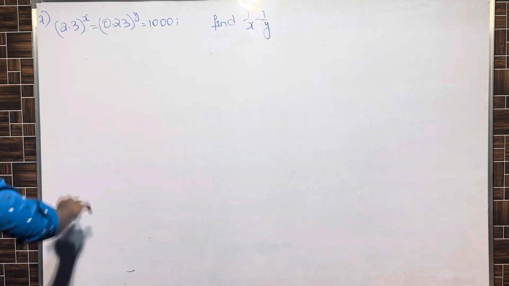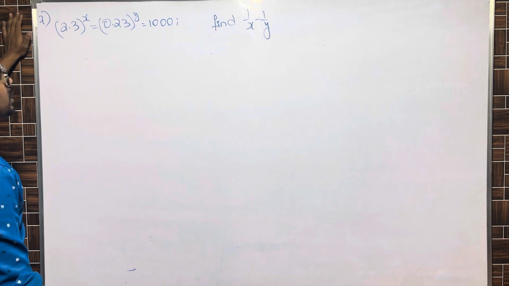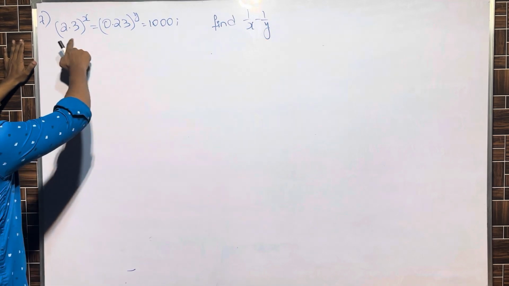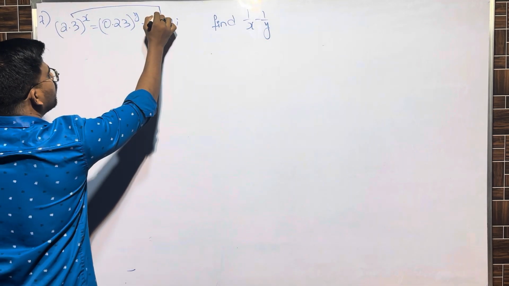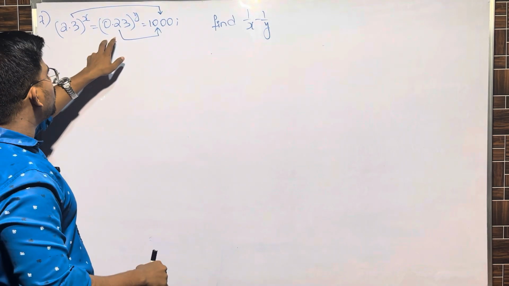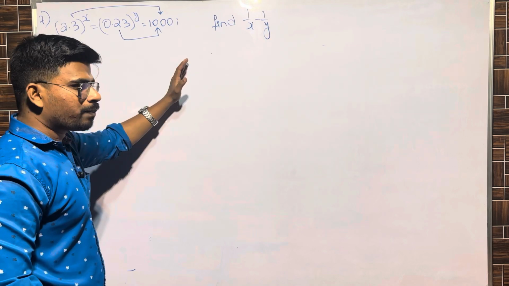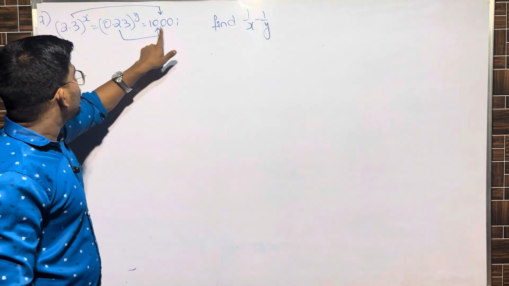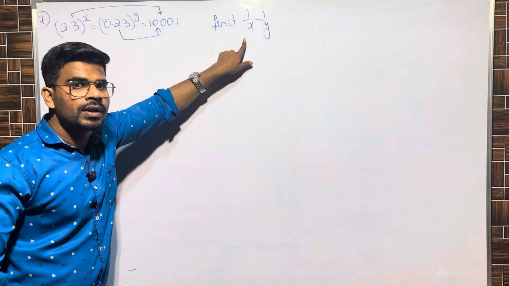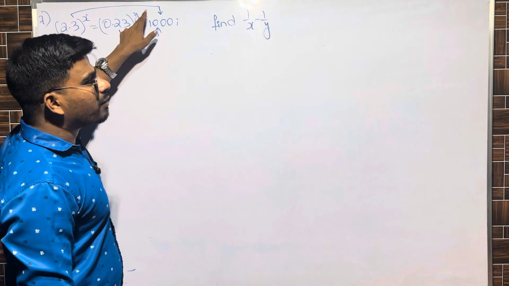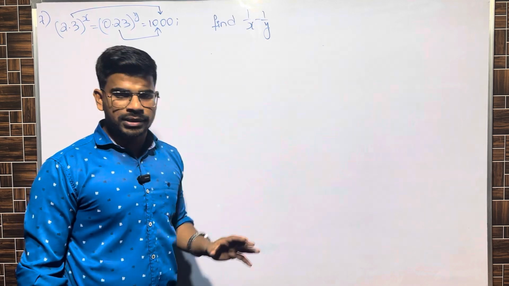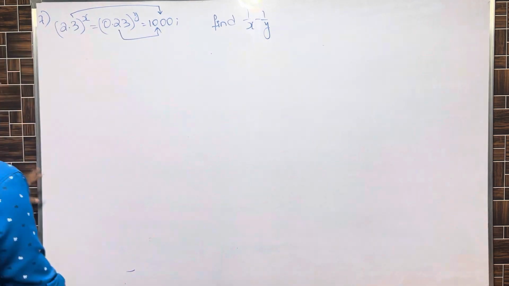Here, 2.3 whole power x is equal to 0.23 whole power y is equal to 1000. We have to find the value of 1 by x minus 1 by y. So, from this, one variable and one normal number, equate these two, which means 2.3 whole power x is equal to 1000, 0.23 whole power y is equal to 1000. Do it separately. If you do 2.3 whole power x is equal to 1000, you will get the value of x, thereby you can find 1 by x. Same way, take 0.23 whole power y is equal to 1000, find the value of y, thereby you can find 1 by y. Do subtraction, you have the answer. That is our approach.